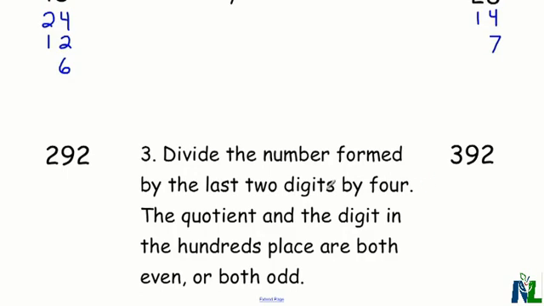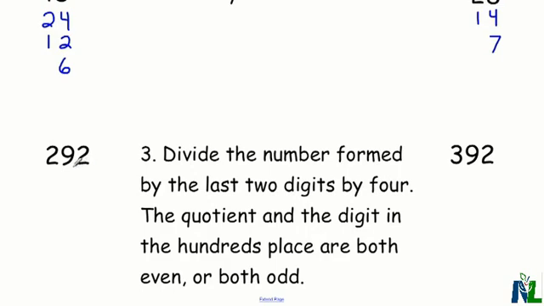The last strategy we can use for division by 8 is to divide the number formed by the last two digits by 4. Then we need to look at the quotient and the digit in the hundreds place to see if they are both even or both odd.